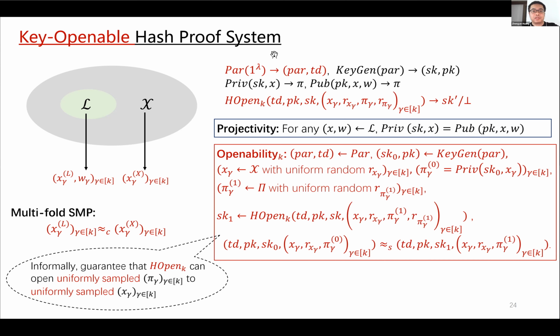A key openable hash pool system has a trapdoor, and there is a new algorithm called H-open algorithm, which takes a trapdoor, a public key, a secret key, and K tuples of pre-image and hash value as input, and outputs a new secret key. We introduce a new property called openability for key openable hash pool system. Let's ignore the details here first, which I put here just for reference. I want to stress that openability is used to guarantee that the H-open algorithm can open K uniformly sampled hash values to K uniformly sampled pre-images.